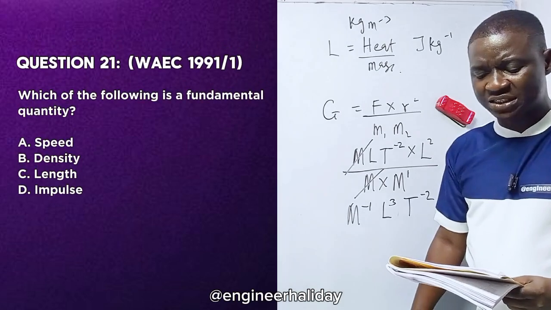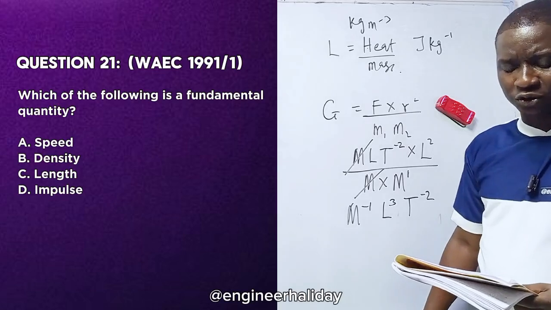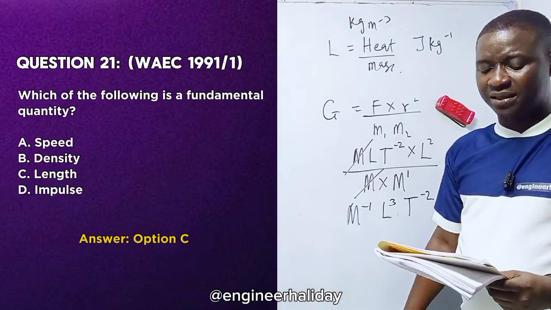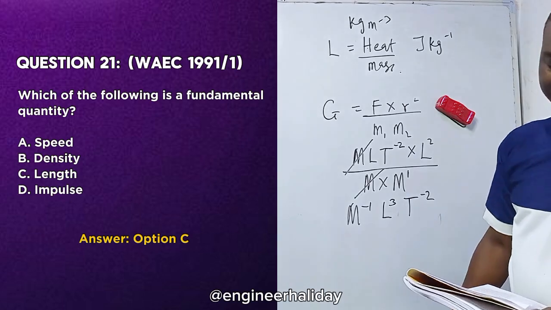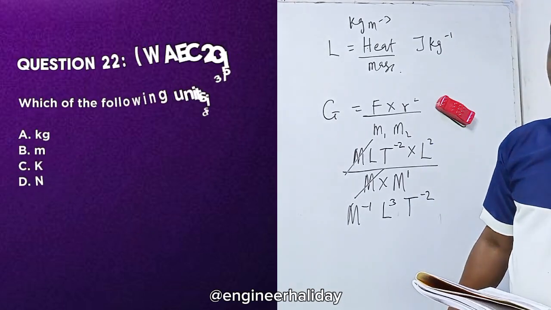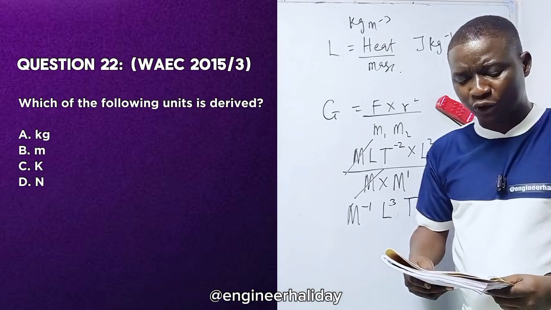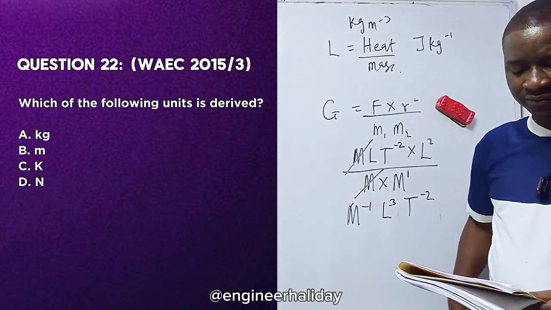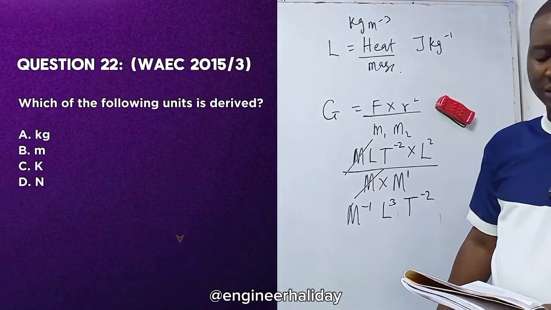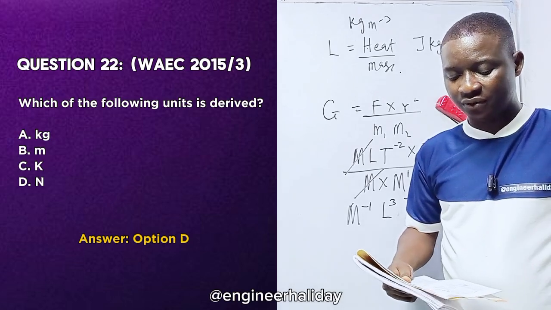Number 21, which of the following is a fundamental quantity? Speed is derived, option A. B, density is derived. C, length is fundamental. D, impulse is derived. So the answer is C. Now we have 22. It said, which of the following units is derived? A, kilogram, B, meter, C, Kelvin, and D, Newton. So the answer is Newton, which is derived.